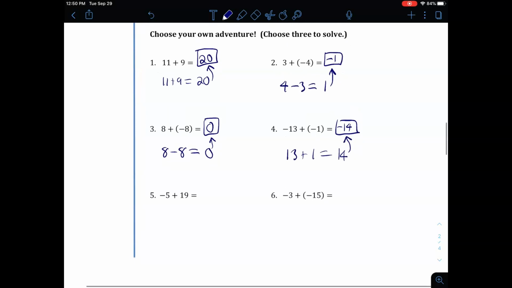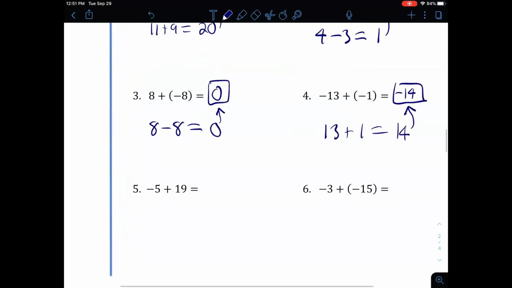All right, 2 more for this page here. We got -5 plus 19.